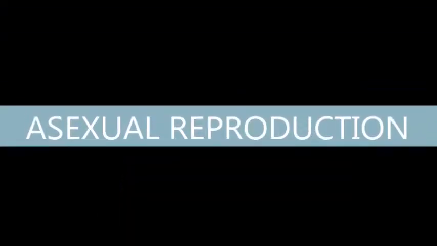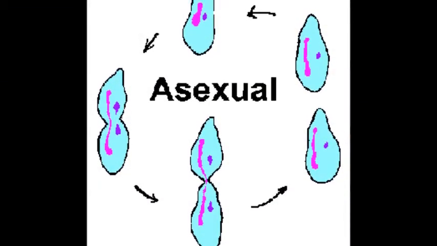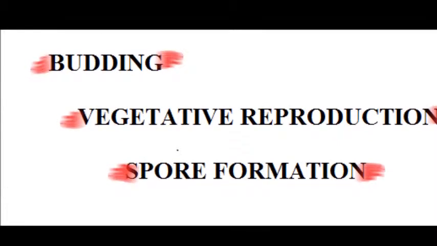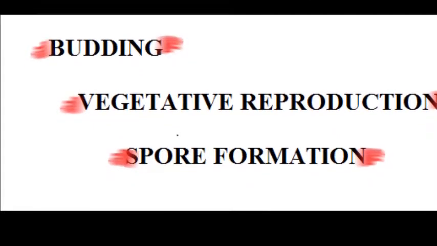Asexual reproduction. Asexual reproduction is the replicating by only one parent. There is no fertilization occurring. Asexual reproduction has many different types, three of them including budding, vegetative reproduction, and spore formation.